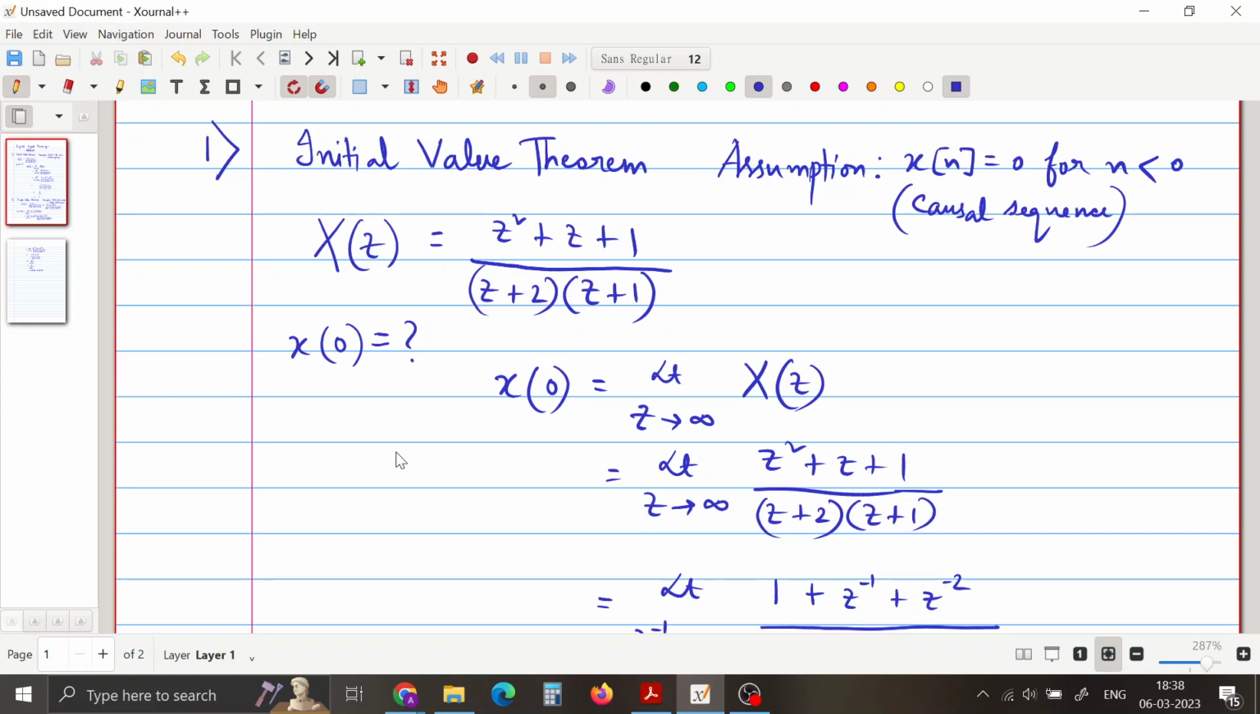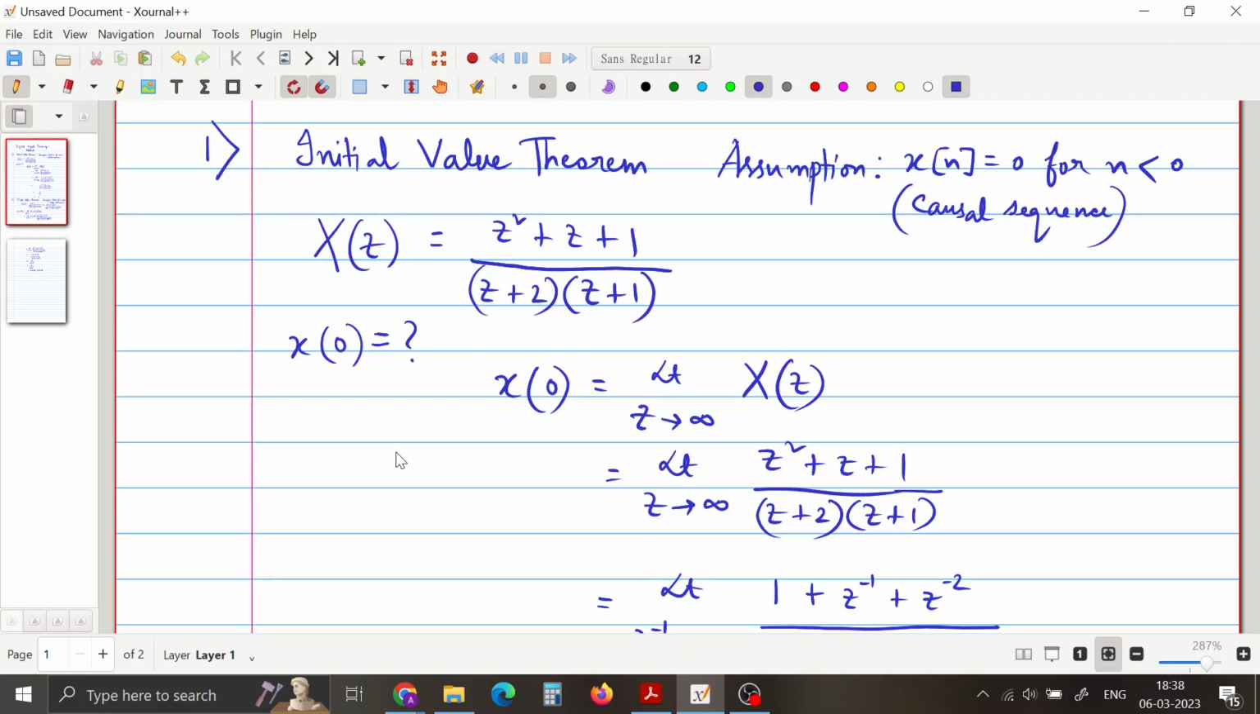If it's the final value, put n equals to infinity. In this case, since the ROC is not mentioned, we take the assumption here. For the first question, we take the assumption that it's a causal sequence, x of n is 0 whenever n is less than 0. And for such a causal sequence, we know the ROC is exterior of a circle, it lies outside a circle. So the poles of x of z in the first question are clearly at z equals to 2 and z equals to minus 2 and z equals to minus 1.